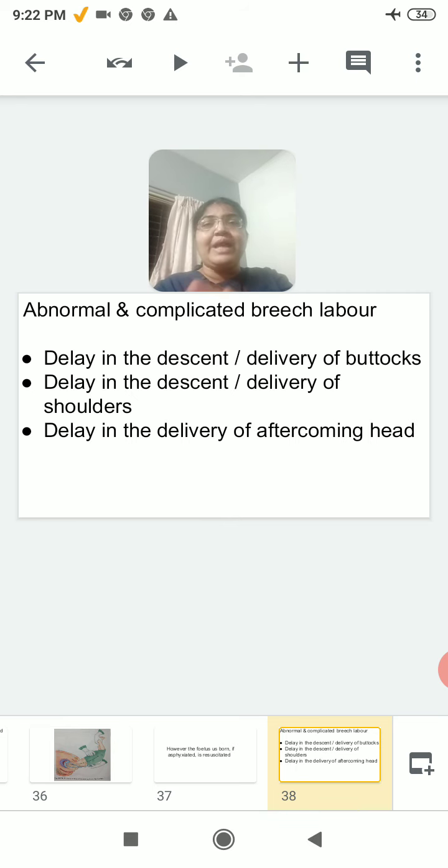Now we come to the abnormal and complicated breech labor. It can occur at 3 levels. Why is the complication there? Because there may be delay in the descent or delivery of the buttocks, delay in the delivery of the shoulders, or delay in the delivery of the aftercoming head.